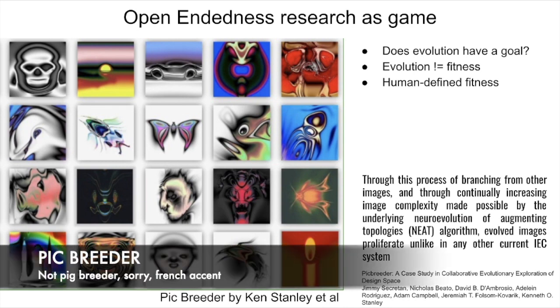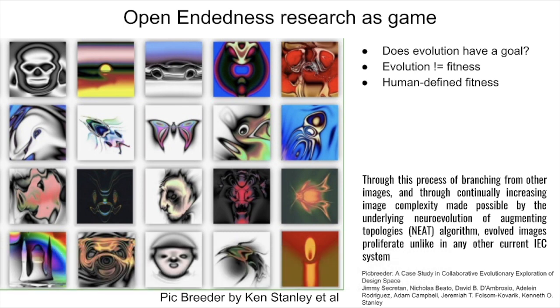For example, this is a platform called Pig Breeder, where the game is that you choose 2 pictures, and these pictures will mate and make offspring, and then you repeat the process again and again. At the beginning, the pictures are quite boring, like just circles or lines, but if you let people play long enough, you get this kind of output.